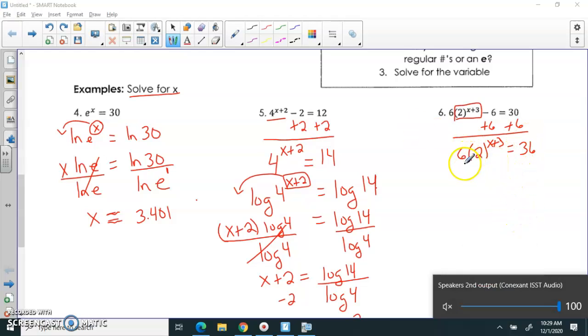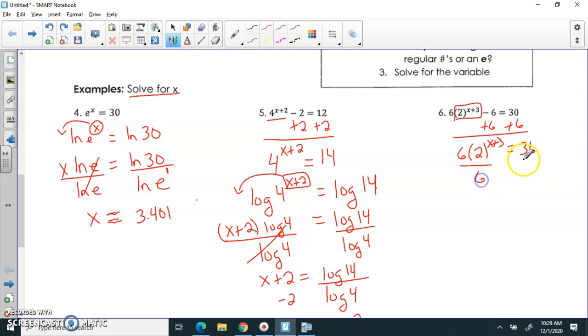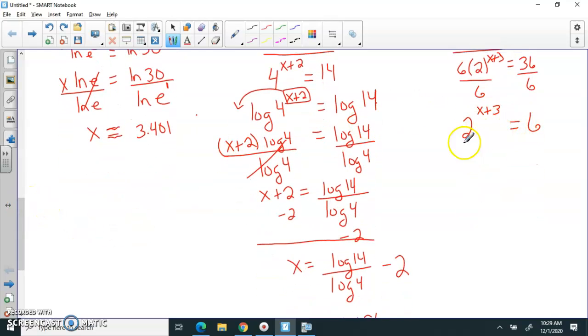And then I need to move this. So this is being multiplied, so I'm going to divide. So I get 2 to the x plus 3 equals 6. So then I'm going to ask myself, am I dealing with numbers or e? And I am dealing with numbers. So I'm going to log both sides. Log 2 to the x plus 3 equals log 6.